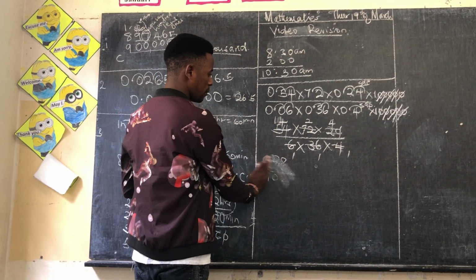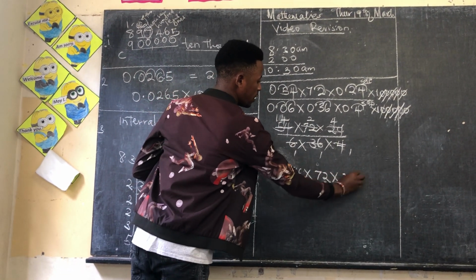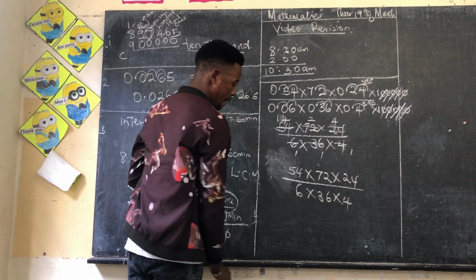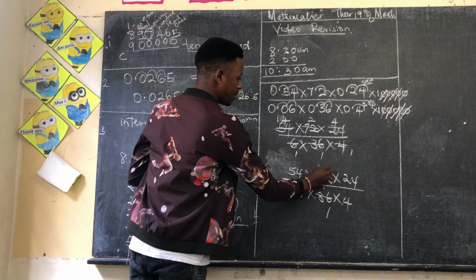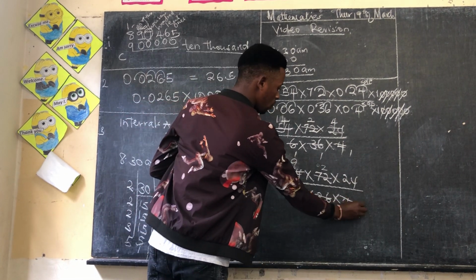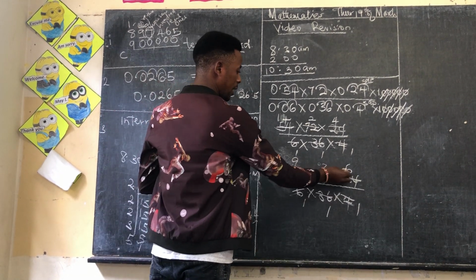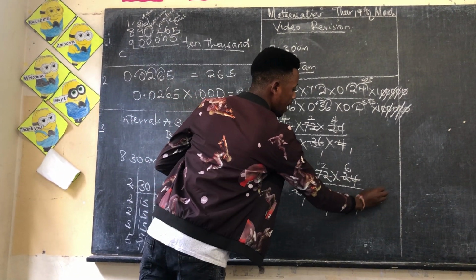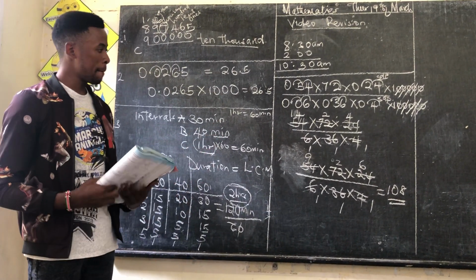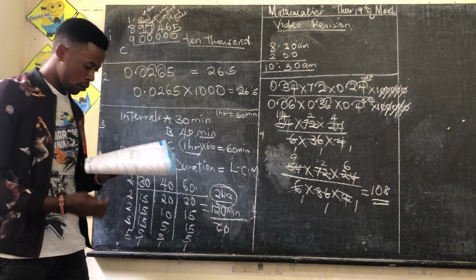So let's do this one again. 54 times 72 times 24 all over 6 times 36 times 4. By 36, 1; by 36, 2; by 6, 1; by 6, 9; by 4, 1; by 4, 6. So 9 times 2, that is 18. 18 times 6, that is 108. Sorry for such a mistake. There was a mistake somewhere. That was number 4. Let's go to number 5.